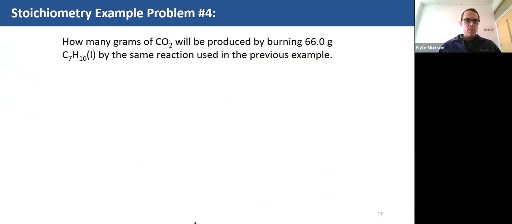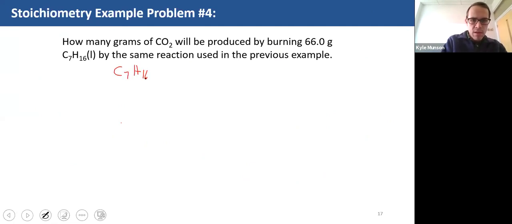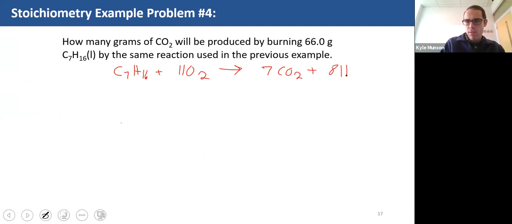Let's do another one. Again, pause the video, read through this problem on your own and try to do it. So it's the same equation, first of all. So let me just write that down. C7H16 plus 11O2 gives me 7CO2 plus 8H2O. So again, read through this problem, try to do it on your own, and then we'll do it faster together.